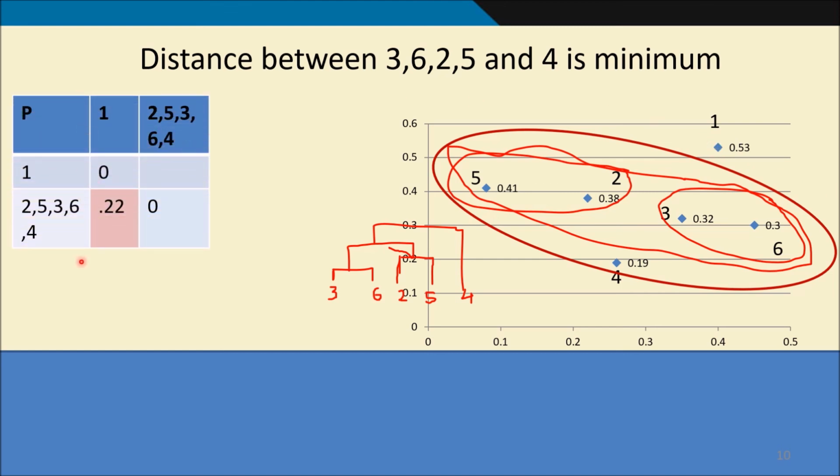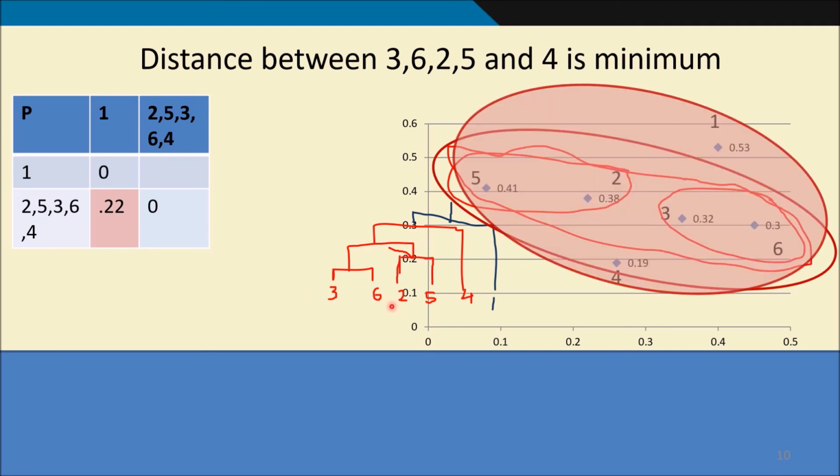In the distance matrix, we find that there is only one point, that is 0.22, which is least. So now we have to just combine point number 1 with the rest of the cluster. So the last dendrogram looks like this. Point number 1 is also attached to the dendrogram. So this is the final dendrogram that we get, and the last cluster would also include number 1. This is how we find out clustering through single linkage in HAC.